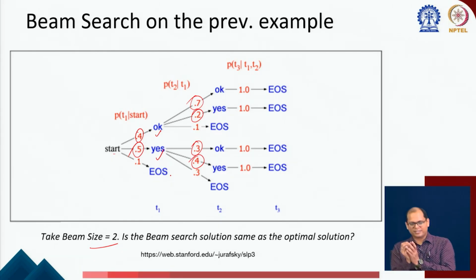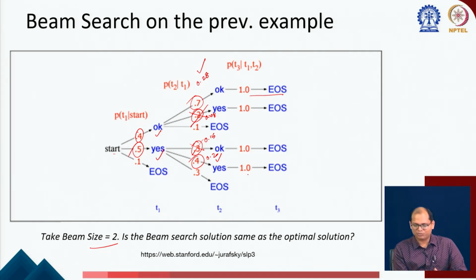So, I have now k square things, with probabilities 0.5 into 0.7, 0.28, 0.08, 0.15, 0.2. Among these, what are the two highest probabilities? This, and this. The rest is ignored going forward. Next, I will continue from here. This gives me EOS and this gives me EOS, right. So, I have two partial completions, with probability 0.28 and 0.2. I finally select 0.28.